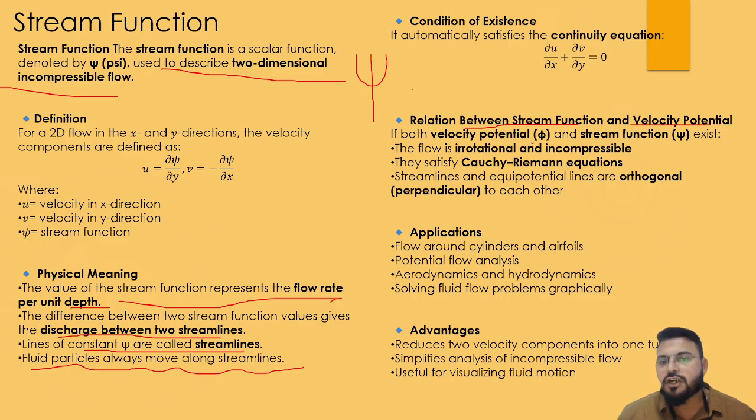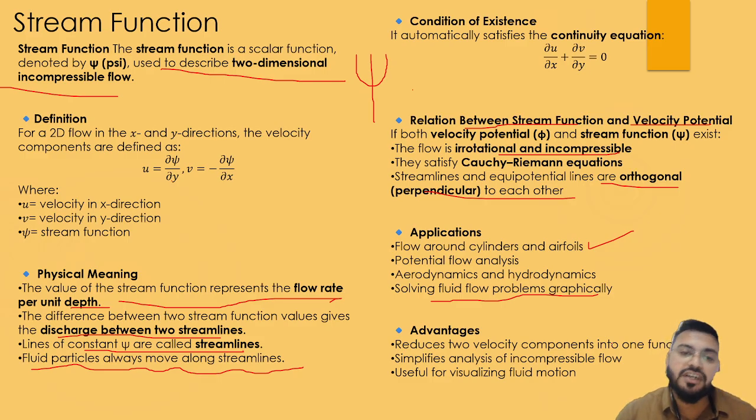If both velocity potential function phi and stream function psi exist, the flow is irrotational and incompressible. It satisfies the Cauchy-Riemann equation. Streamlines and equipotential lines are orthogonal to each other, meaning perpendicular. Again, its applications are potential flow analysis, flow around cylinders and airfoils, aerodynamics and hydrodynamics, and solving fluid problems graphically. It reduces two velocity components into one function, simplifies analysis of incompressible flow, and useful for visualizing fluids in motion.